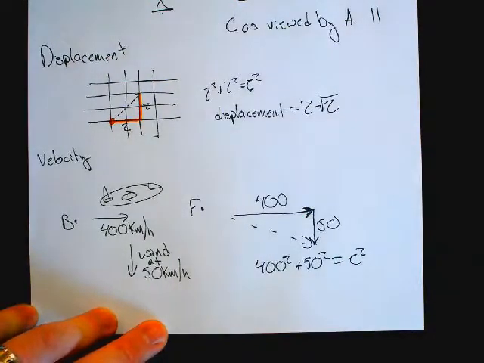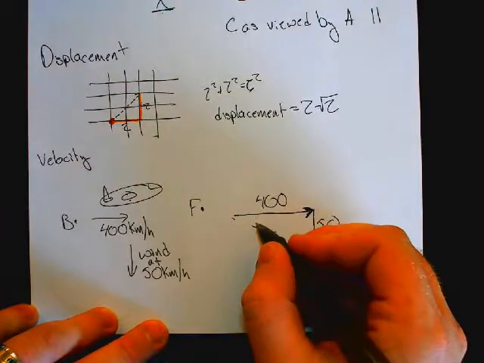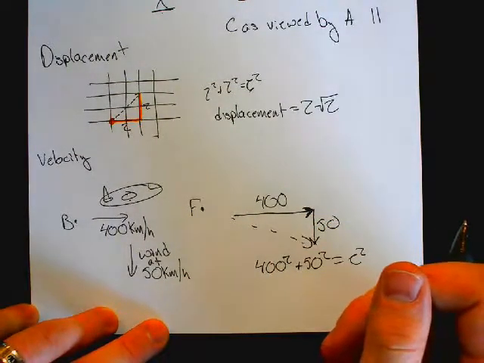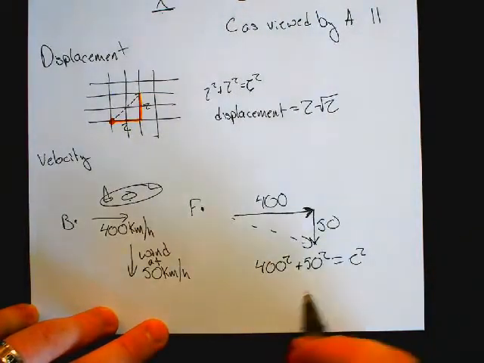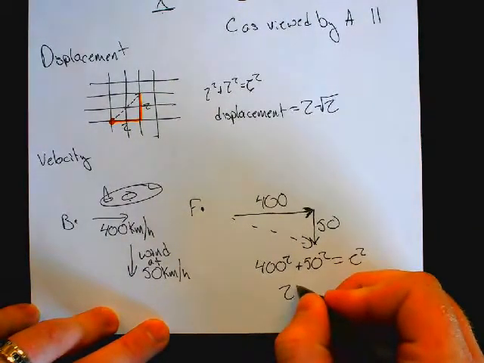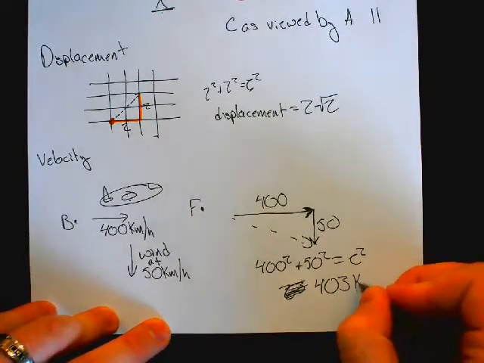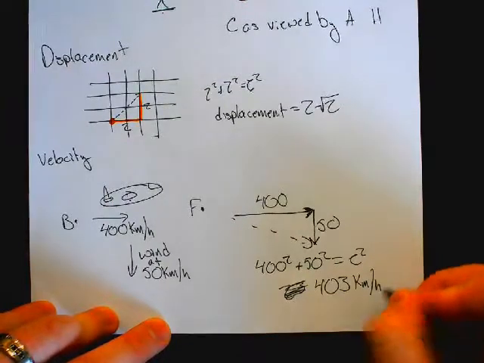Who's got a calculator for us? Thank you. Yeah, square root of c. 230? 403. That makes way more sense. Kilometers per hour. All right.